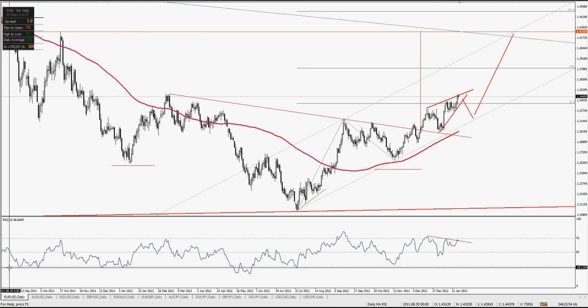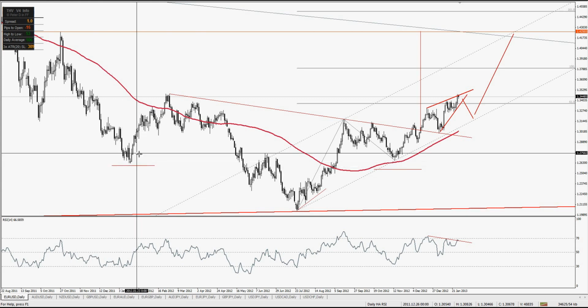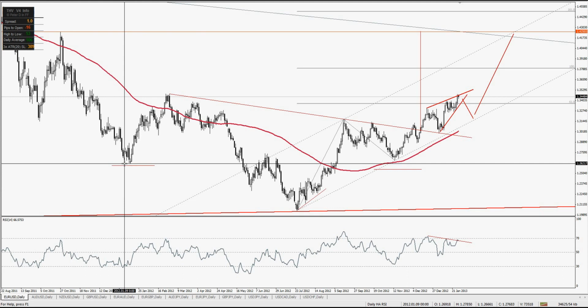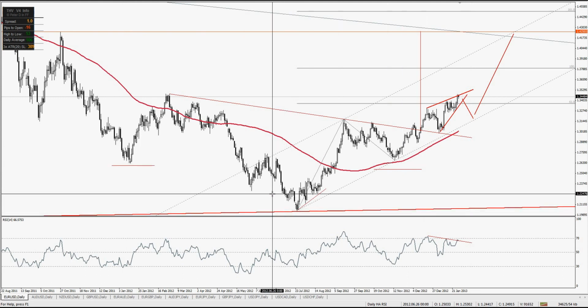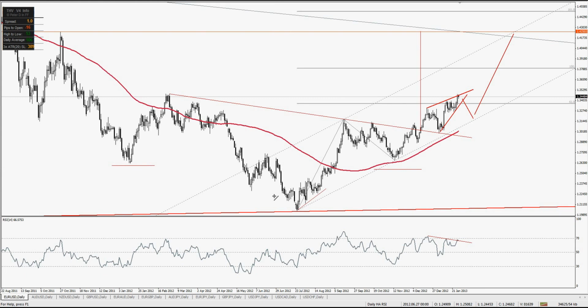Let's start with the euro, and we'll go through about 10-15 of these here. Head and shoulders. Left shoulder, right shoulder, head. Here. Neckline. Broke out, retested, and headed higher.